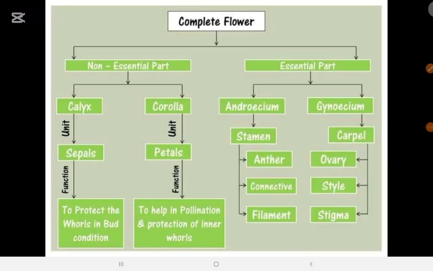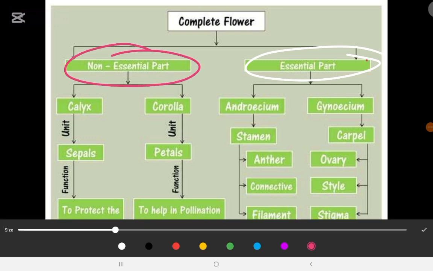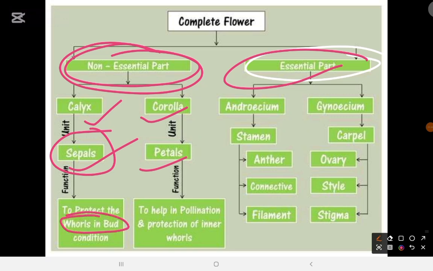Now, a complete flower has two parts: the non-essential part and the essential part. In the non-essential part, we have the calyx and the corolla, that is, the sepals and the petals. The sepal has the major function of protecting the entire flower when the flower is in its bud stage.